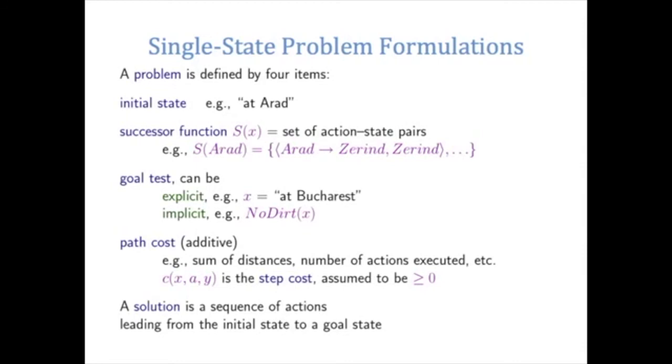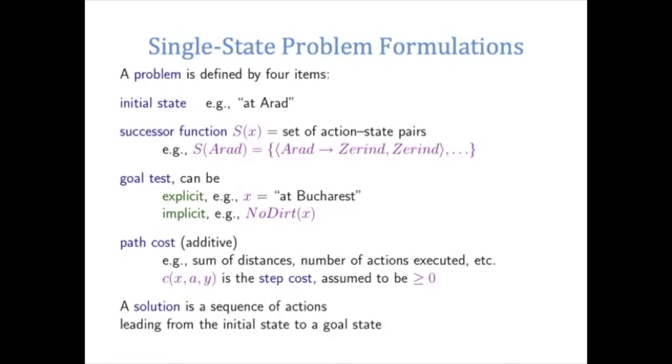For the balance of this lecture, we're going to be focusing on single state problems. That is, we know where we're starting and we know what all the states are going to be. There isn't any contingency or anything like that. So if we have a single state, we can formulate the problem in terms of 4 items that define it. So the first item is an initial state. So for our get to Bucharest example, our initial state might be at Arad.